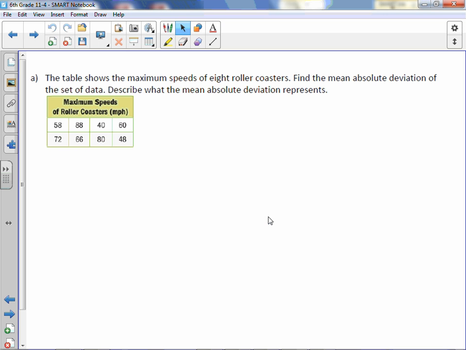The table shows the maximum speeds of 8 roller coasters. Find the mean absolute deviation of the set of data. Describe what the mean absolute deviation represents.